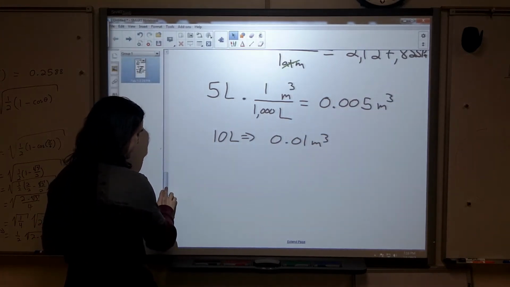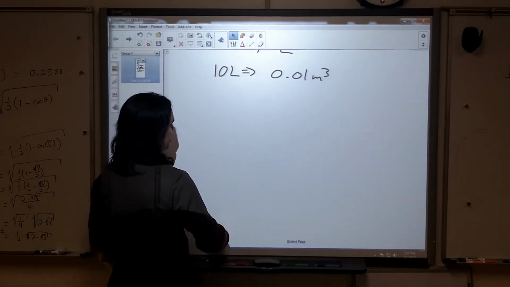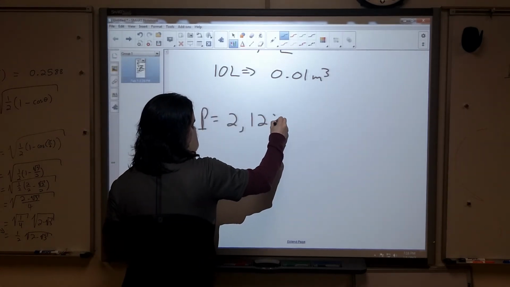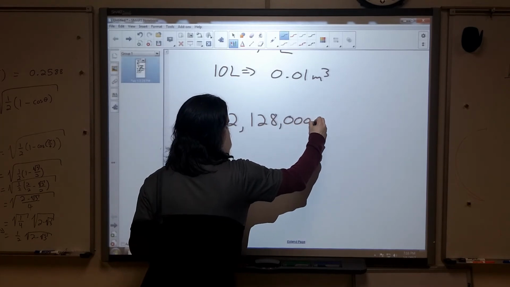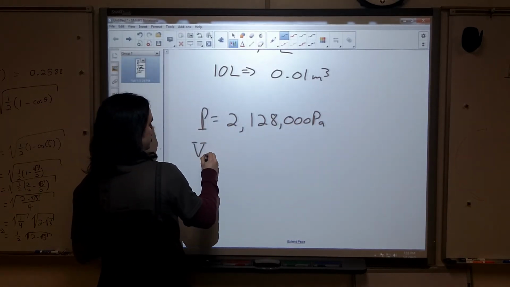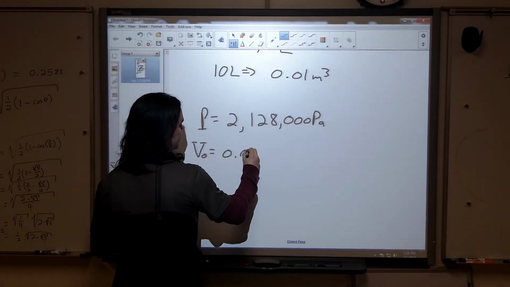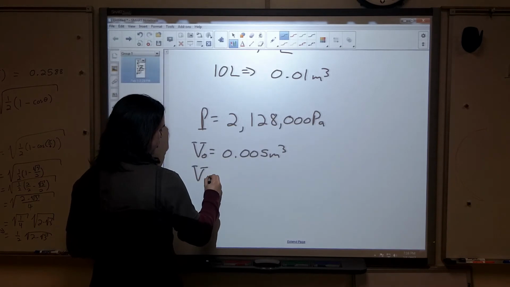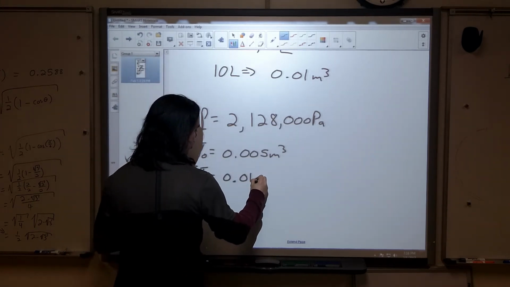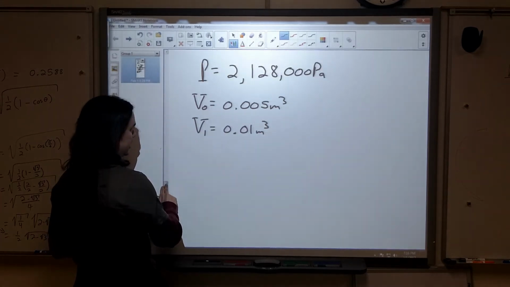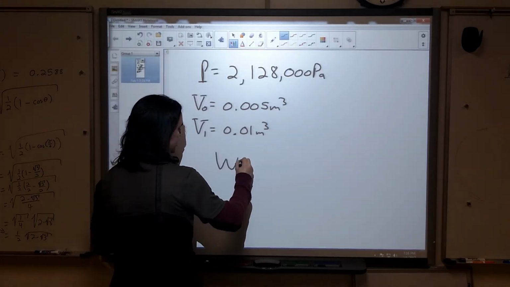Now that we've got that, I'm going to rewrite them down here because we're almost done. Pressure equals, we said, 2,128,000 pascals. And our initial volume is 0.005 cubic meters. Our final volume is 0.01 cubic meters. And we're looking for the work done in this isobaric process.